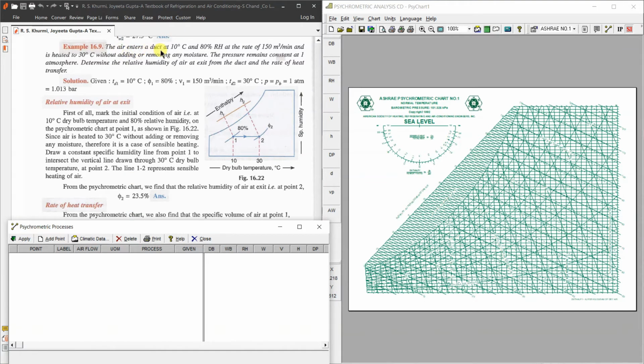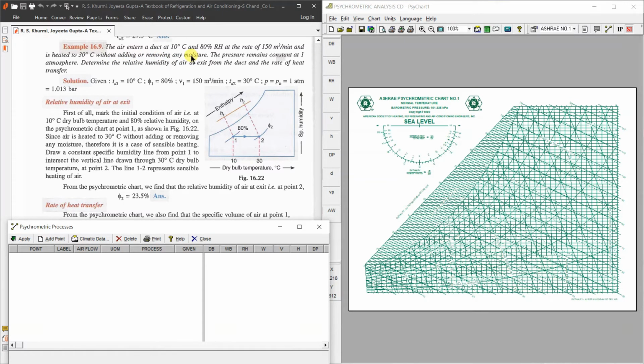Air enters a duct at 10 degrees Celsius. So this is dry bulb temperature. If temperature is not given, we have to assume it is dry bulb temperature. So TD1 is 10 degrees Celsius and 80% RH. Phi1 is 80% at a rate of 150 meter cube per minute. So here volume flow rate is given. Capital V1 is 150 meter cube per minute and is heated to 30 degrees Celsius. So point number 2 temperature is 30 degrees Celsius, without adding or removing any moisture.